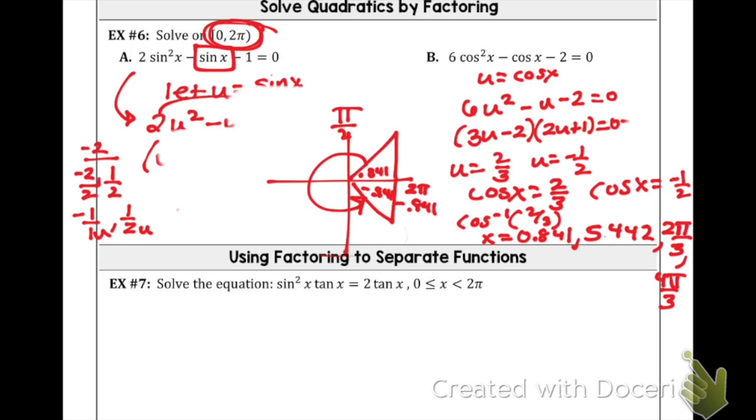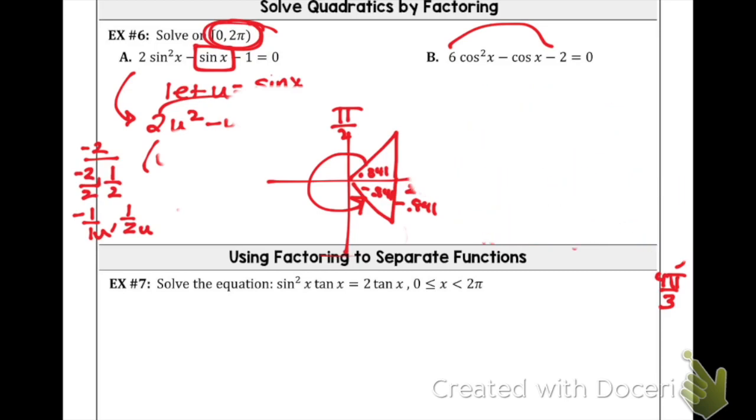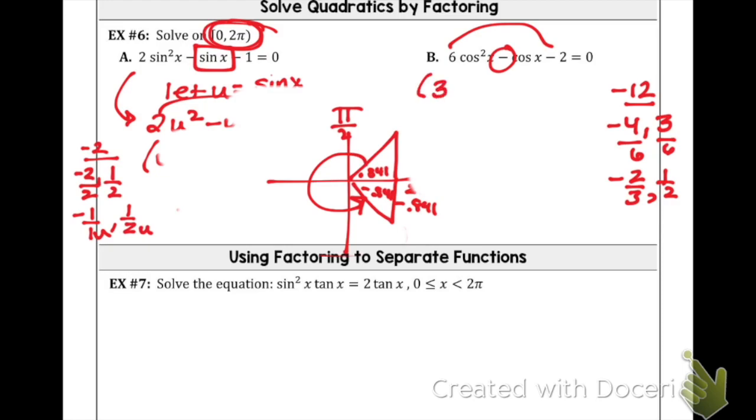So again, you don't need to use substitution. You could just jump right to 6 times negative 2 is negative 12, or factor however you factor. This is how I factor. Negative 12, my middle term is 1, so negative 4, 3, put it over 6, gets you to negative 2/3, 1/2. So instead of u, we would just go right to 3 cosine x minus 2 times 2 cosine x plus 1 equals 0.